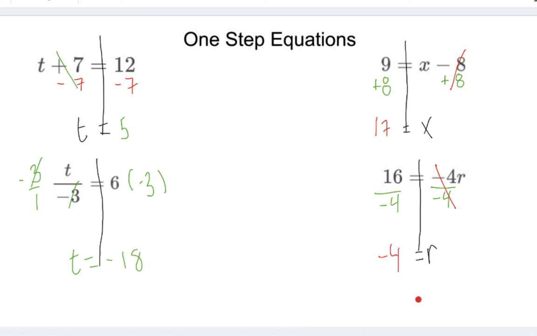So the main idea behind this is keeping the left-hand side and the right-hand side of an equation balanced. Anything you do to one side, you have to do to the other side, and you can use the opposite operations to isolate the variable.